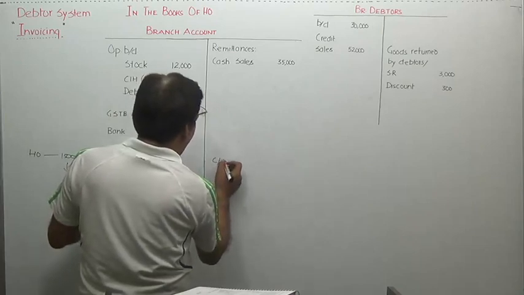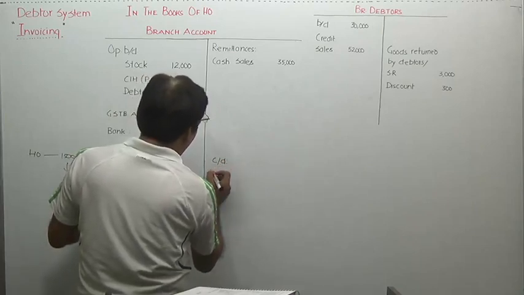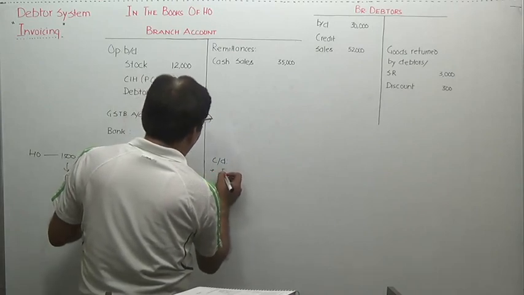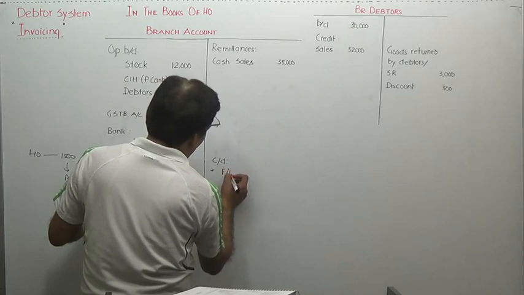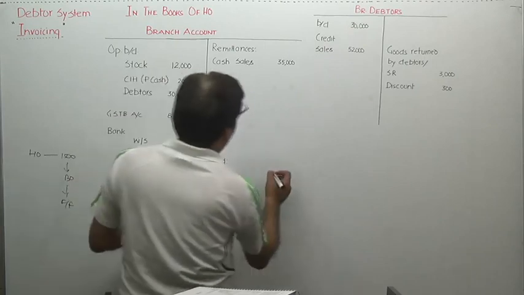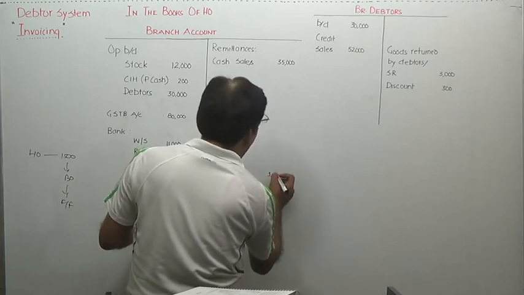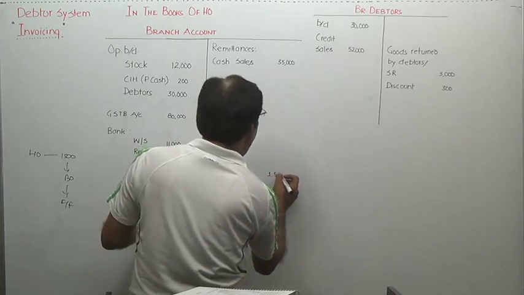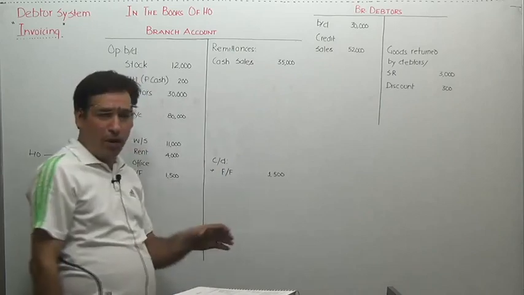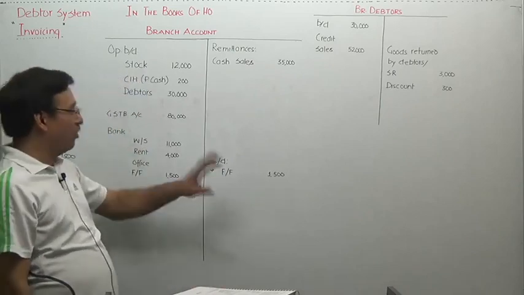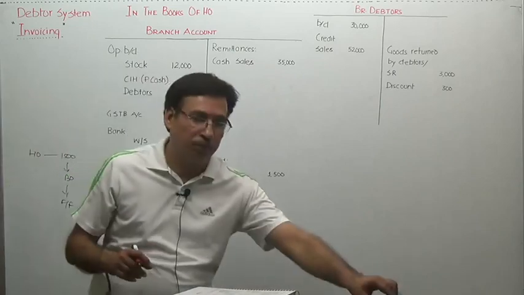It means at the end of the current accounting year, there will be a balance in the form of furniture and fittings with the branch, isn't it? Since branch has purchased furniture, without an iota of doubt, at the end of the current year, there must be furniture with the branch. Is it clear?